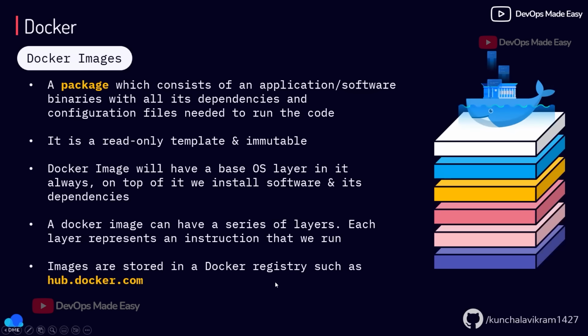We can store these Docker images in registries like Docker Hub or ECR. You can host your own Docker registries like Nexus or JFrog Artifactory. All these can store Docker images. Understood? So base OS is required because we need to install other dependencies or libraries in the image or in the container.